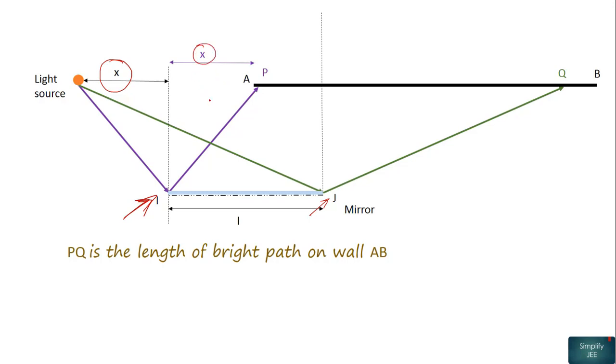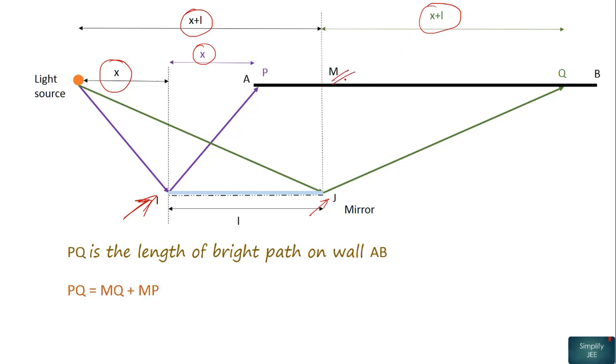Similarly, as the edge J is at a distance of x plus L from the source, hence point Q will be at a distance of x plus L from this edge J of the mirror. Also, let's say that this point here is M. Hence, PQ will be equal to MQ plus MP.